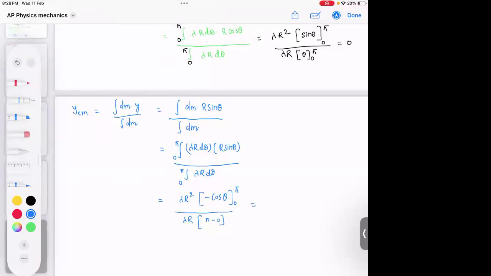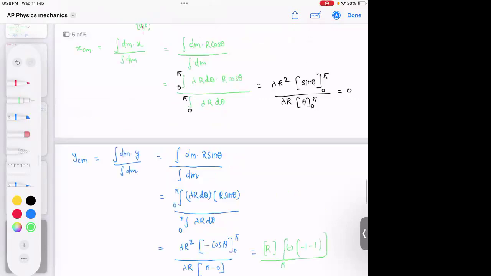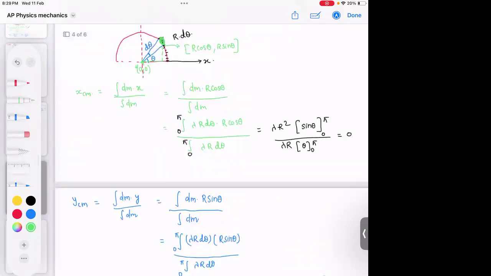So if you simplify it, lambda r gets cancelled out. The r we have here, minus is also there. Cos pi is minus 1. Cos pi is what? Minus 1, minus cos 0 is 1, by pi. So if you simplify it, what are we getting? 2r by pi. That's why the x coordinate of center of mass is how much? 0, and the y coordinate is 2r by pi.